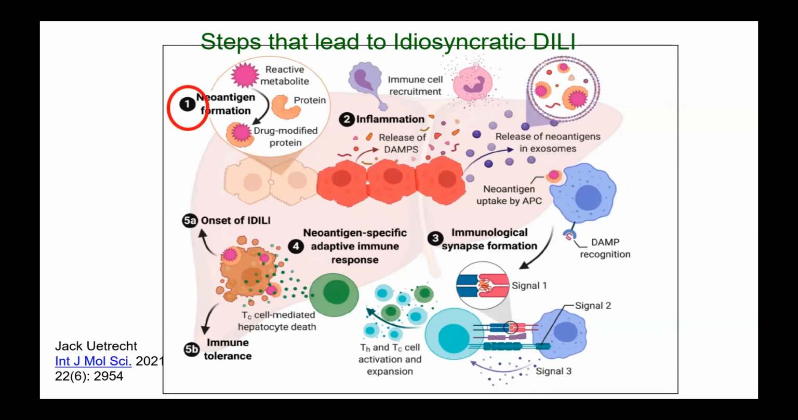It starts with you need to have a neoantigen, and there are a number of ways that can occur. You need to have liver inflammation and release of the neoantigens from the hepatocyte, believed to occur in exosomes, to then be picked up by professional antigen presenting cells, which can then present that antigen along with co-stimulatory molecules to the right T cell, that is the T cell that has the right T cell receptor, leading to activation and expansion of clones of T cells, which can then home back to the liver and mediate liver injury.